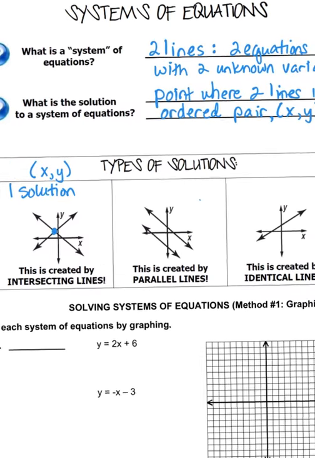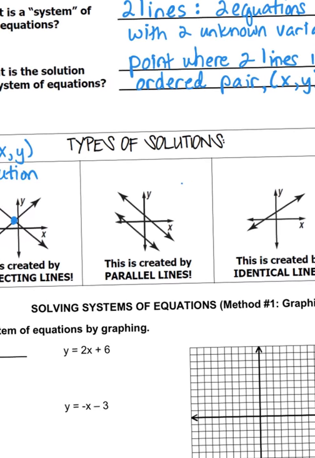In this next picture, where you have parallel lines, these lines never intersect. If they do not intersect, then they do not have a solution. So when you have parallel lines, that's considered no solution, which means there's no point where those two lines will intersect.